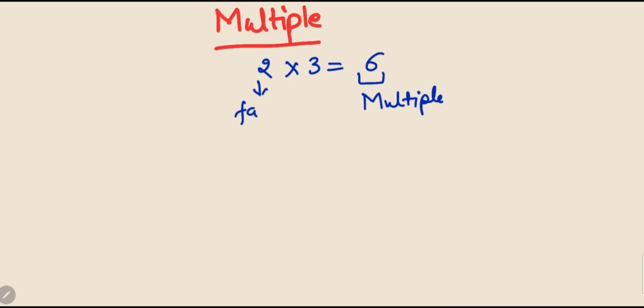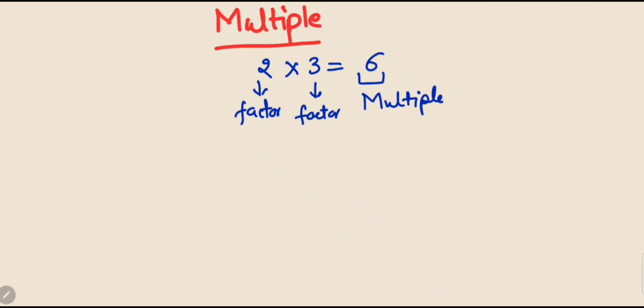We know whenever we multiply two numbers or more than two numbers, we are getting their product. For example, when I multiply 2 with 3, I got 6, and this 6 is the product of these two numbers, and this is known as the multiple of its factors. We know 2 and 3 are the factors of 6, and 6 is the multiple of its factors, means 6 is the multiple of 2 as well as 3.